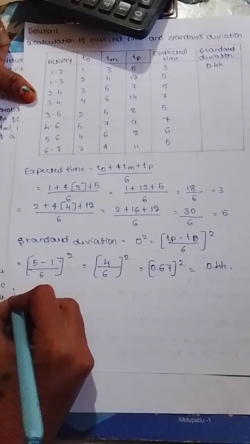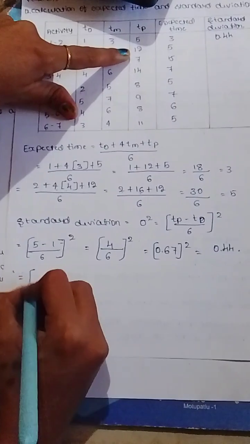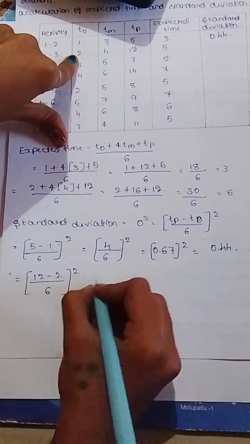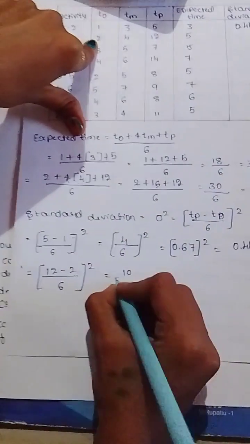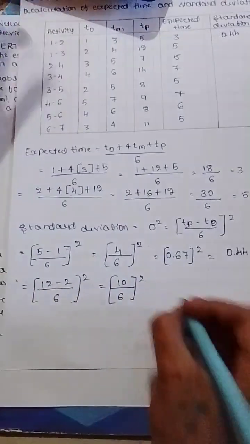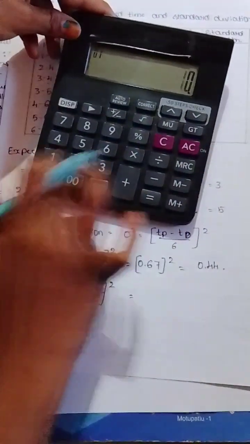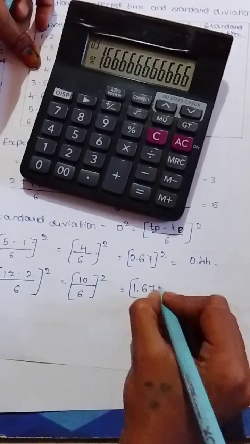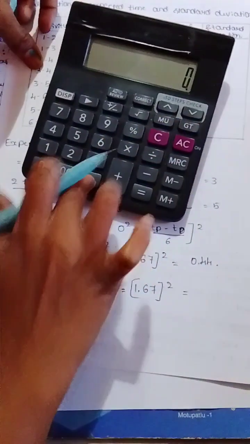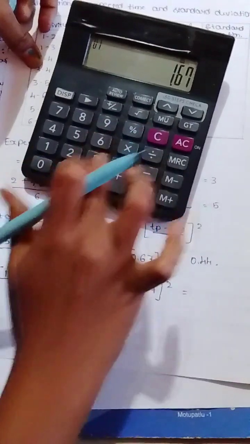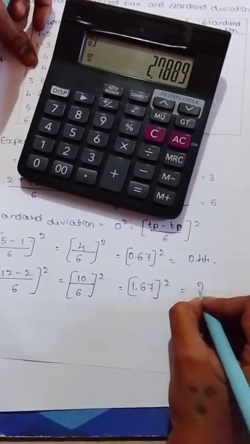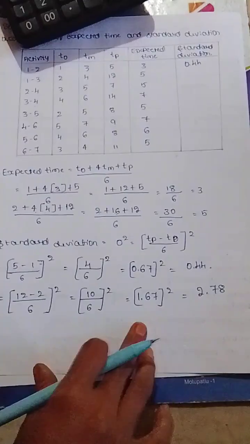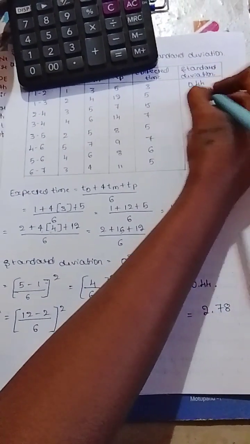For activity 1 to 3, pessimistic time is 12 minus optimistic time is 2, divided by 6, whole square. 12 minus 2 is 10 divided by 6, whole square. 10 divided by 6 is equal to 1.67 square, which is 2.78. The value for 1 to 3 is 2.78.